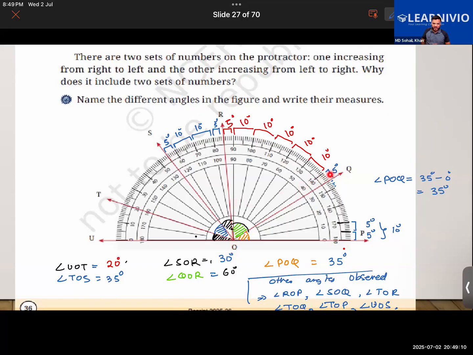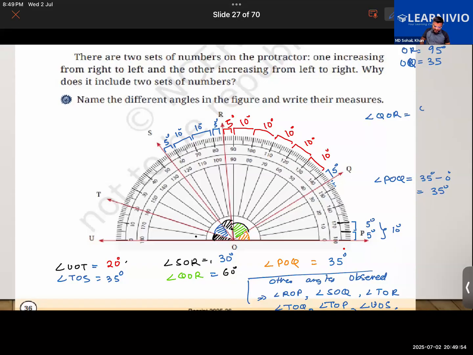Talking about angle QOR. I'm talking about this green one, angle QOR. Now look at where the arm OQ is at. Arm OQ here is at 35 degree or not? We're trying to find out the measurement of angle QOR right now. So arm OQ should be written here. So that is at 35, while the next arm OR is at 95. Exactly. It is at 95 now. So OR is at 95.